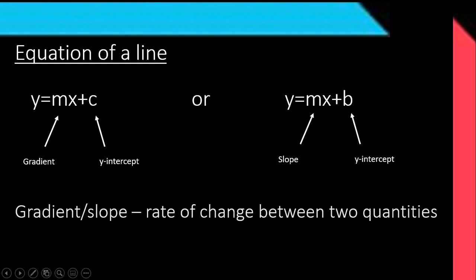The gradient or the slope is important because it tells us the rate of change between two quantities, which we'll move on to in a future video.